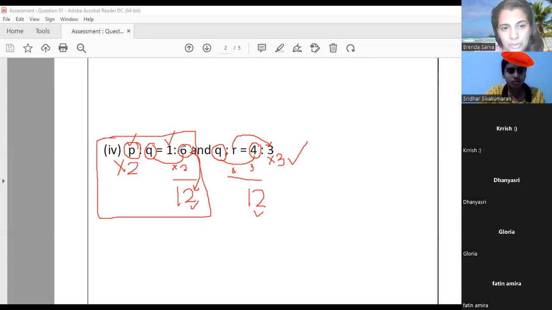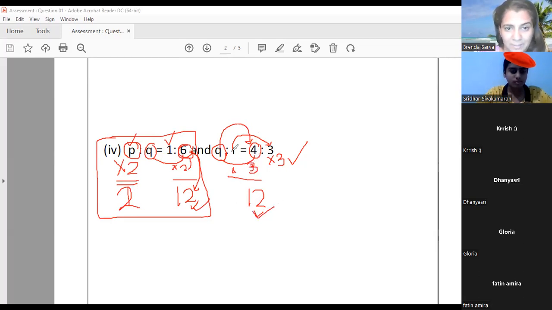Can you see P to Q is 1 to 6. This Q of 6, you multiply by 2, you get 12. So this P also you multiply by 2 and you will get what? 1 times 2 will be 2. Do you understand? Whereas this Q was 4. This Q you had to times with 3 to get 12.